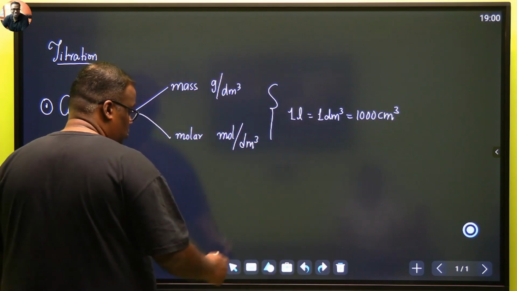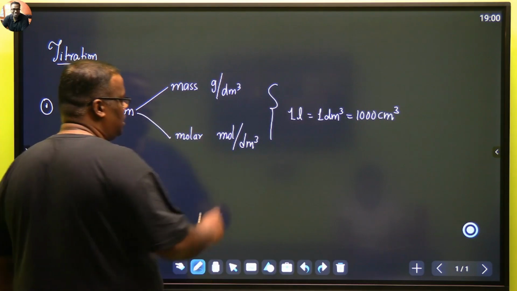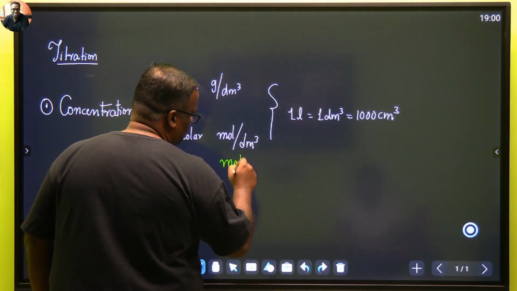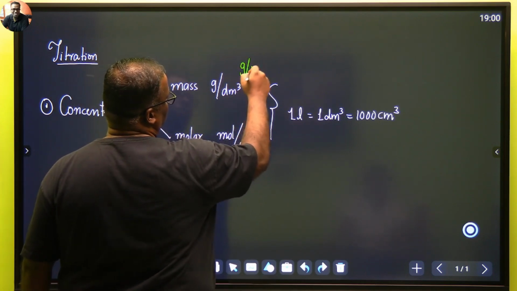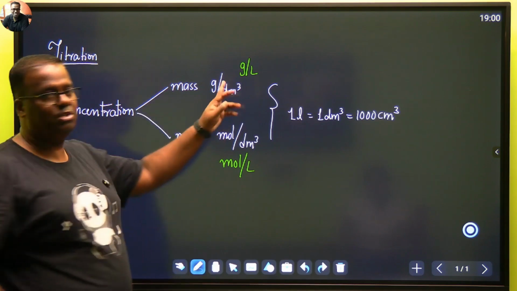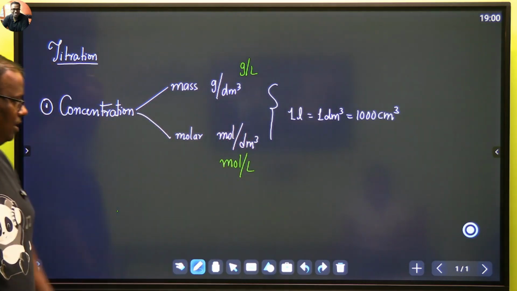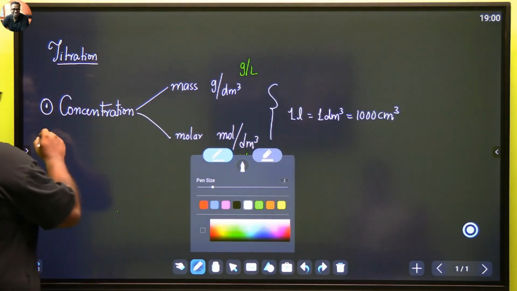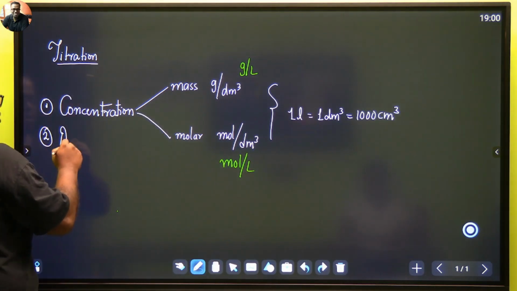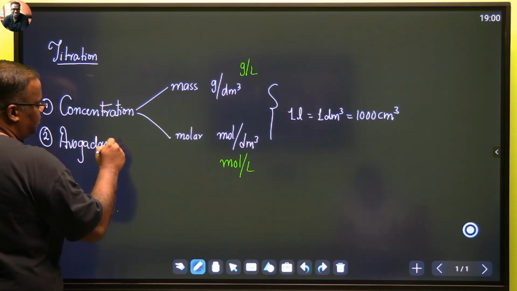And so that you don't lose track of these things, it's the same thing if somebody studying in CBSE will study as moles per liter and will study this as grams per liter. Ultimately, the concept is same, so that you know the exact idea. Okay? Then another thing that you should be clear with is the Avogadro's hypothesis or Avogadro's law.